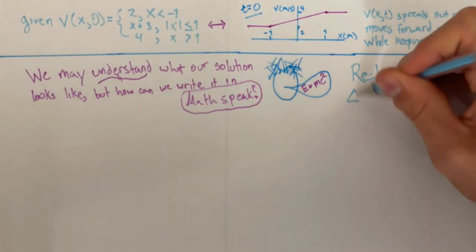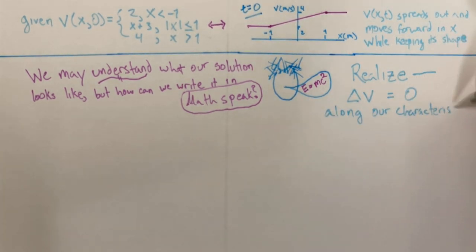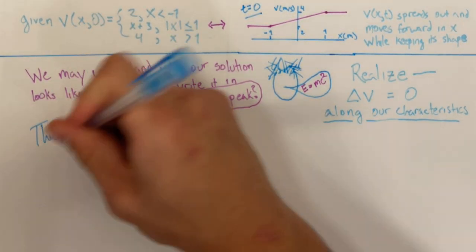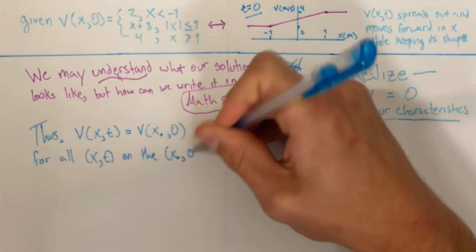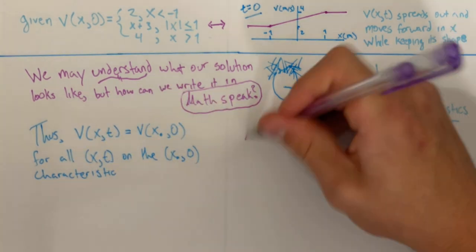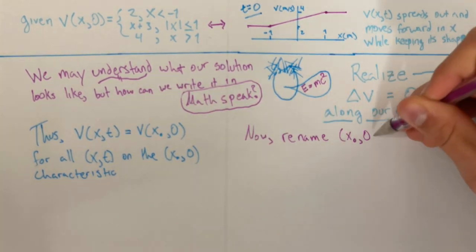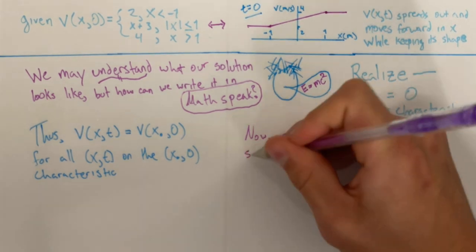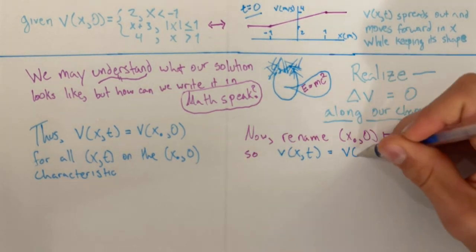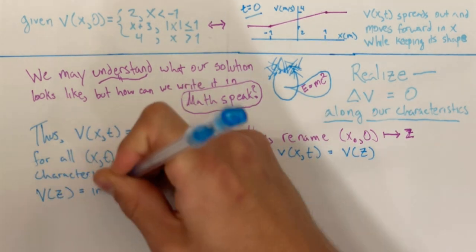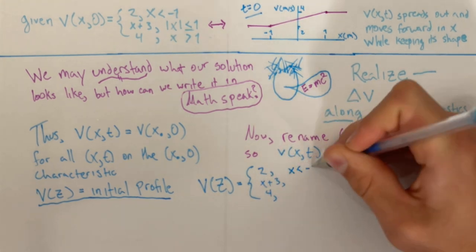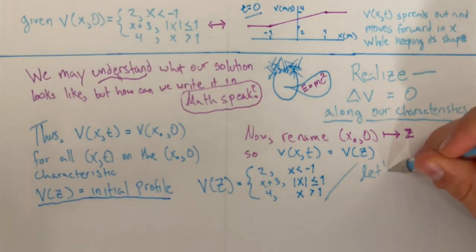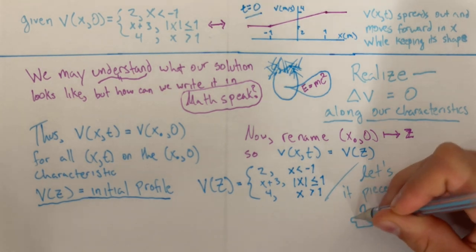To accomplish this task, we realize that delta v equals 0 along our characteristic lines. This means that v of x,t equals v of x naught, 0 for all x, t on our line. We can rename the set of our points, x naught, 0, to another variable, z, so that v of x, t equals v of z. And v of z is just our initial velocity profile. Now, our profile function in terms of z can be written like this. And since it's piecewise in its composition, we'll solve our equation piecewise as well.